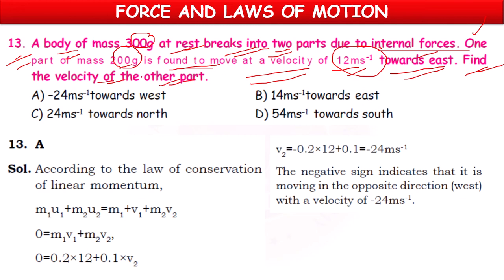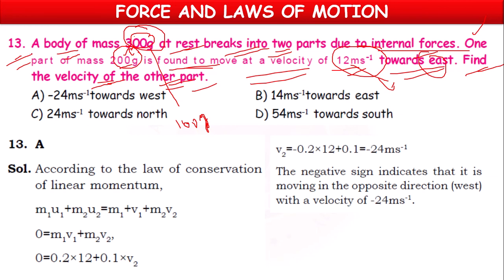If one part of mass 200 grams moves with 12 meter per second velocity towards east, what will be the velocity of the other part? Out of 300 grams mass, if one part mass is 200 grams, then the other part mass will be 100 grams.